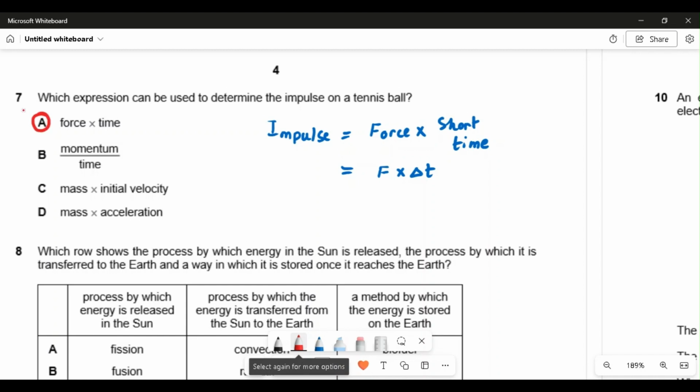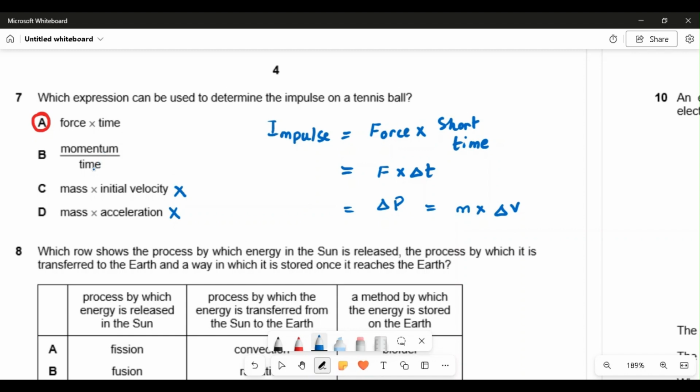But there is another thing. We also know impulse is equal to change in momentum, that is delta P. So there is no option that gives us change in momentum. We can also say that it can be mass times change in velocity, and mass times initial velocity is there but not change in velocity. Mass times acceleration is a force, so this is also false.